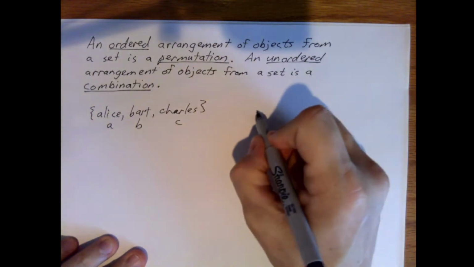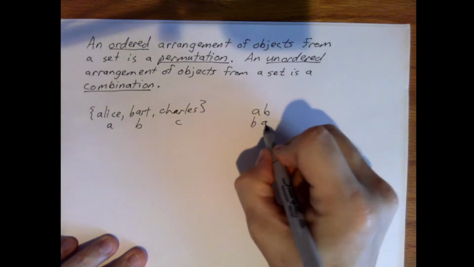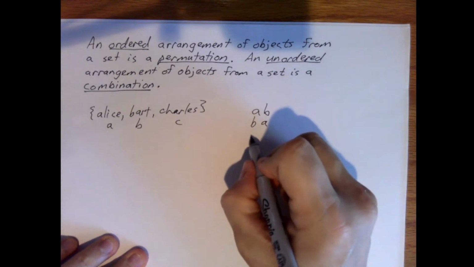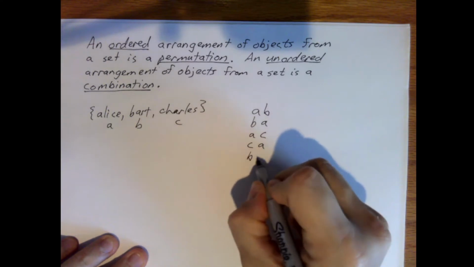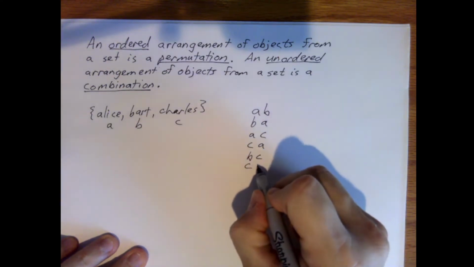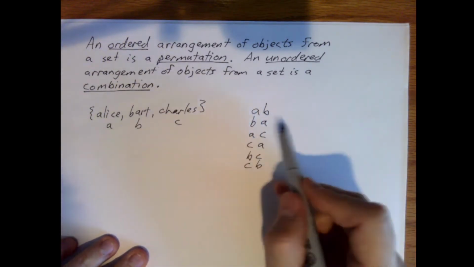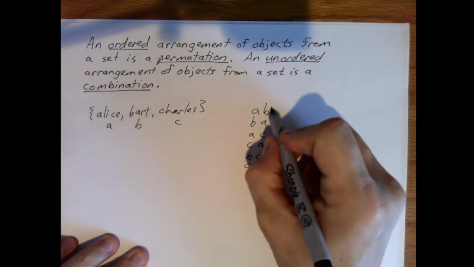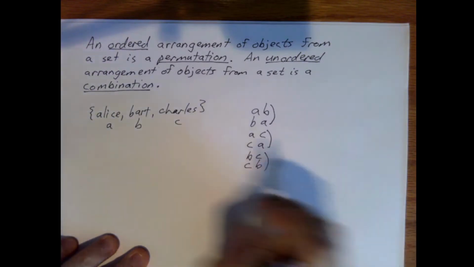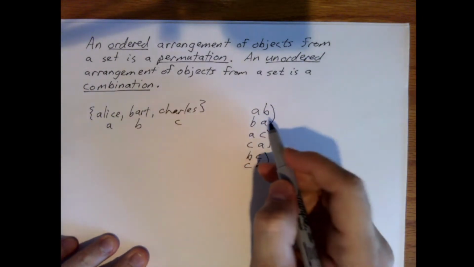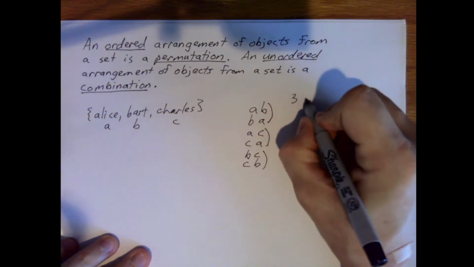So I might say, okay, I want Alice and Bart to help me. But I might say I want Bart and Alice to help me. Or Alice and Charles, or Charles and Alice, or finally Bart and Charles, or Charles and Bart. If I'm just picking two people to help me and it doesn't really matter the order that I picked them, then this is a combination, that's a combination, and that's a combination, right? Because I'm just saying Alice and Bart, or Bart and Alice. I'm just picking two of the three people, right? So we have three combinations here.